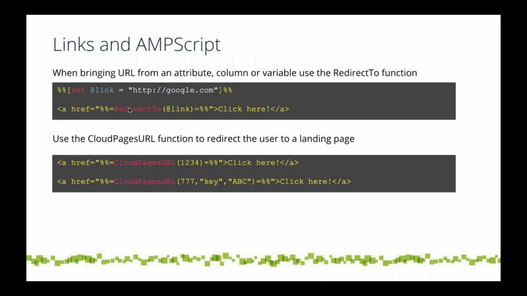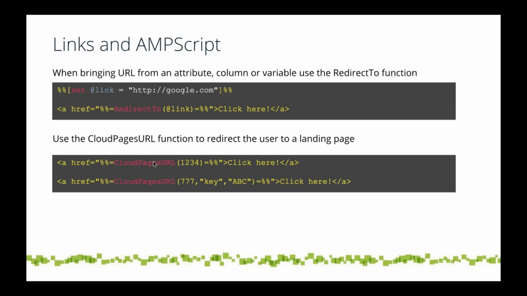Links in AMPScript. Remember, RedirectTo. Every time you're pulling a URL from a column or setting it dynamically, the RedirectTo function is crucial to wrap that link correctly and encode all the parameters that you need for context. We're talking about job ID, subscriber keys. Very important.